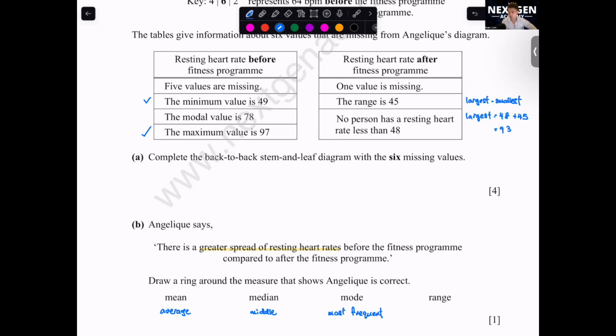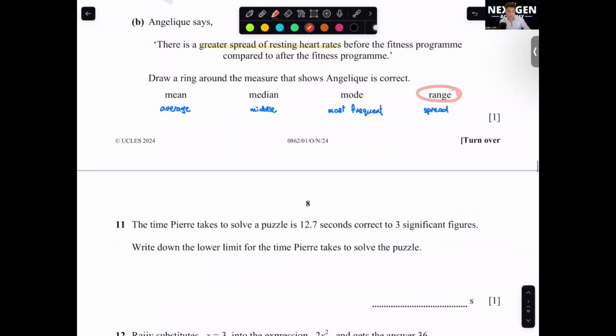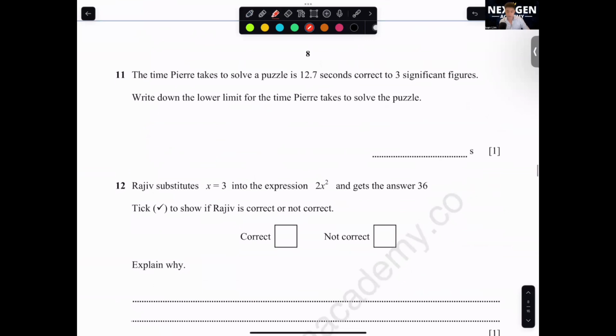Okay, range. Okay, range, actually the keyword is the spread. How spread out the value is, because your largest minus the smallest value. Okay, so the answer will be range. This is all on statistics. All right, let's go to question 11.